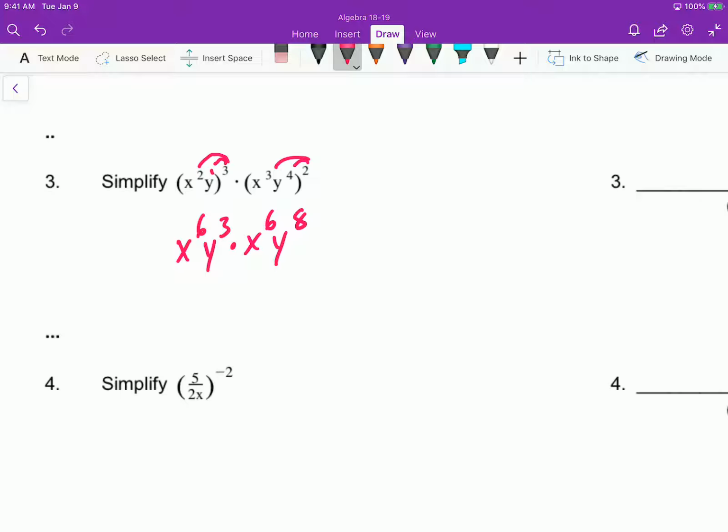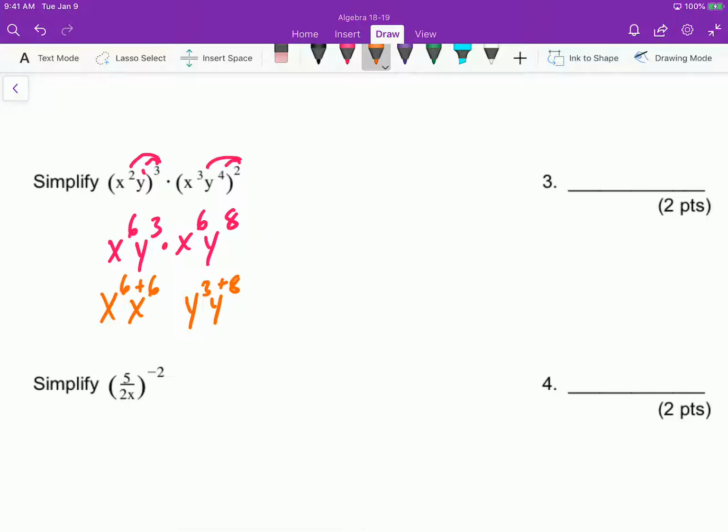And then remember, when we multiply, we can add the exponents. If I just write the x's next to each other, x to the 6th times x to the 6th, I can add those exponents. Y cubed times y to the 8th, I can add those exponents is the trick. So my final answer would be x to the 12th, y to the 11th.